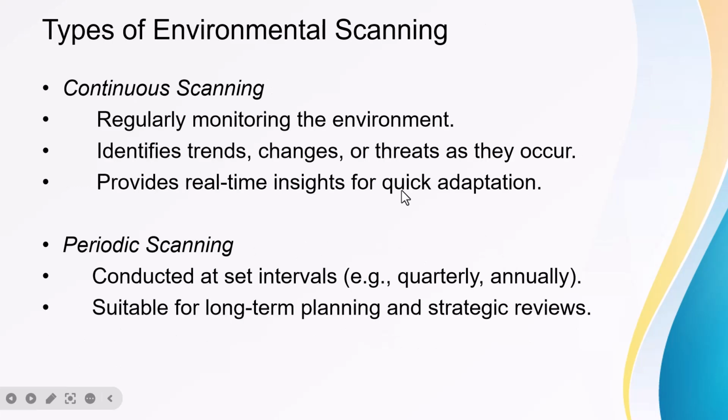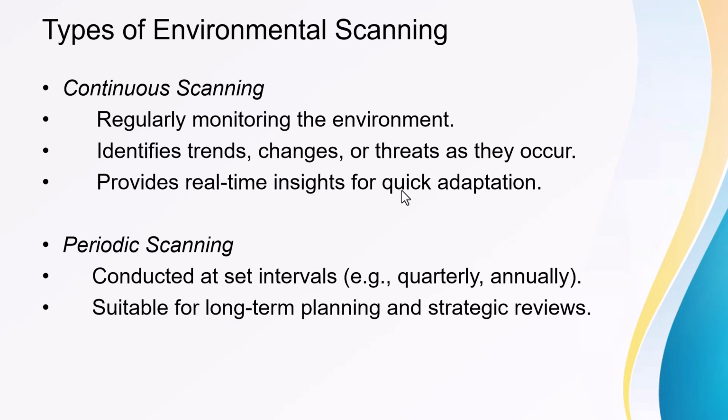Right. So the next topic is types of environmental scanning. We actually have four types of environmental scanning. One is continuous scanning, then periodic scanning, then ad hoc scanning, and strategic scanning. Constantly monitoring the environment to detect trends in real time is continuous scanning. This is great for industries that change rapidly, like stock trading or fashion retail, right?